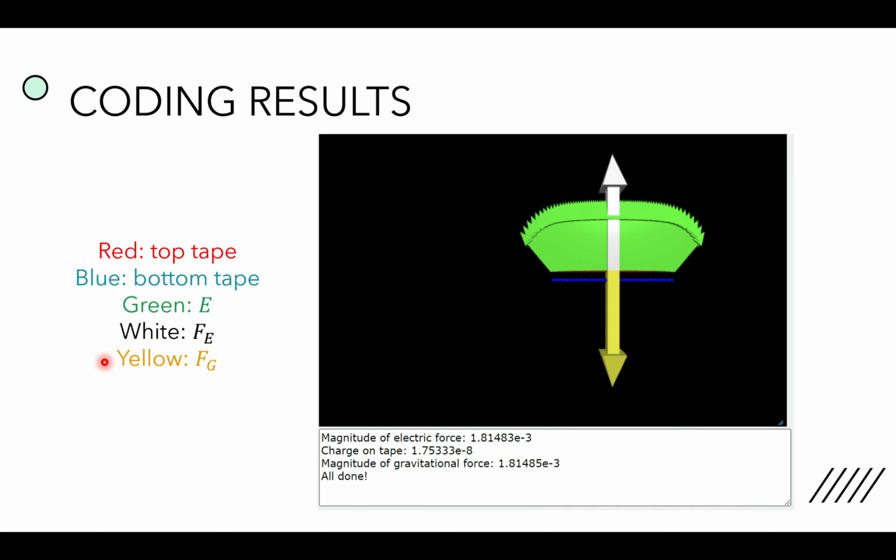So these are my results. The red line, which is pretty thin, represents the top tape. The blue line right here represents the bottom tape. The green arrows represent the electric field vector at each top charge. The white arrow represents the electric force vector, and the yellow arrow represents the gravitational force vector. I get a charge of around 1.753 times 10 to the negative 8 coulombs, and the magnitudes of the electric force and gravitational force are equal.